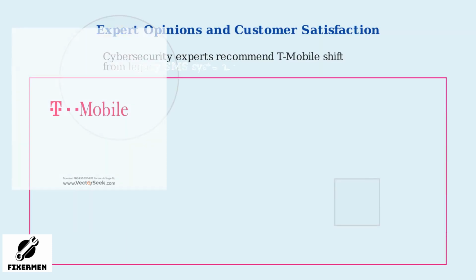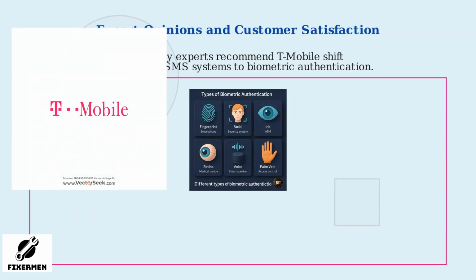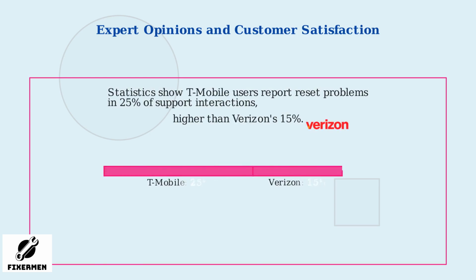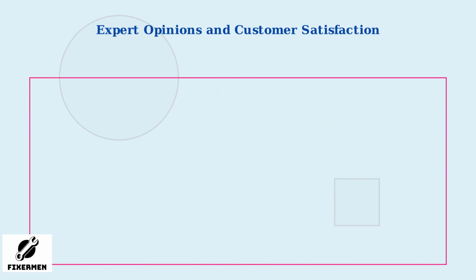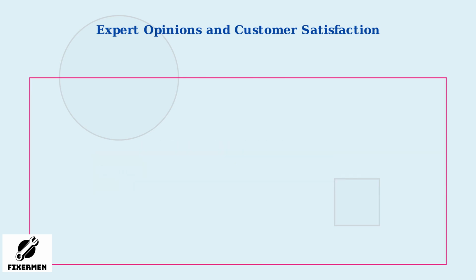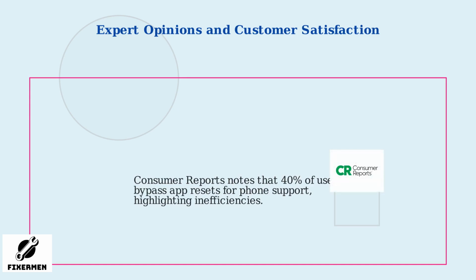Cybersecurity experts recommend that T-Mobile shift away from legacy SMS systems toward biometric authentication for more secure and reliable password resets. Statistics reveal that T-Mobile users report reset problems in 25% of support interactions, which is higher than Verizon's 15%. Gartner analysts predict that by 2028, 70% of carriers will adopt AI for password resets. Consumer Reports notes that 40% of users bypass app resets for phone support, highlighting inefficiencies in the current system.